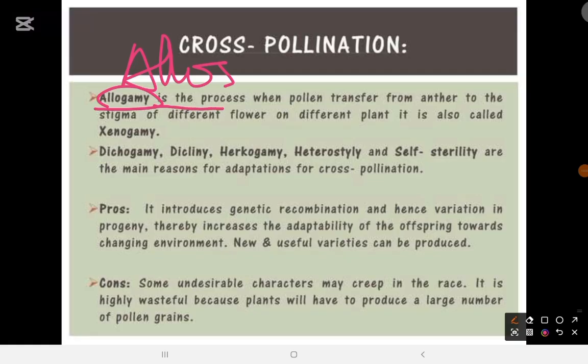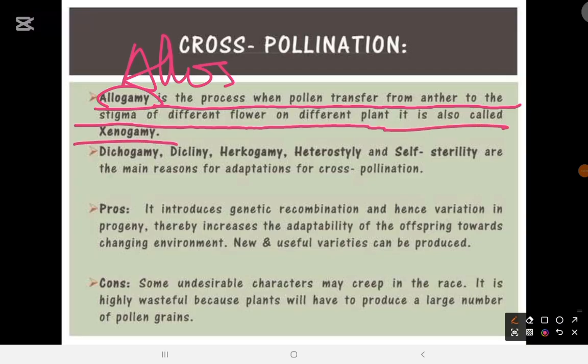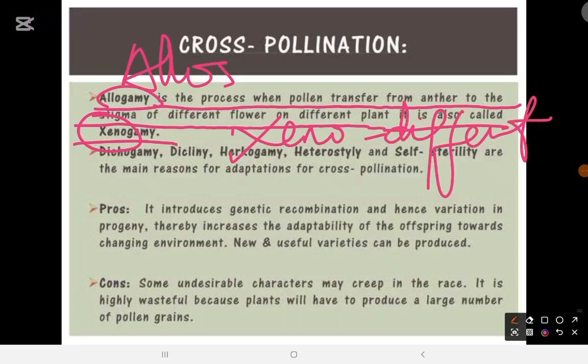So, it is the process in which pollen is transferred from the anther to the stigma of a different flower on different plants. It's also called xenogamy. That's another name for it. In fact, xeno means different. Xeno means different. So what that means is a different plant, but of the same species. You must remember that it should be of the same species.